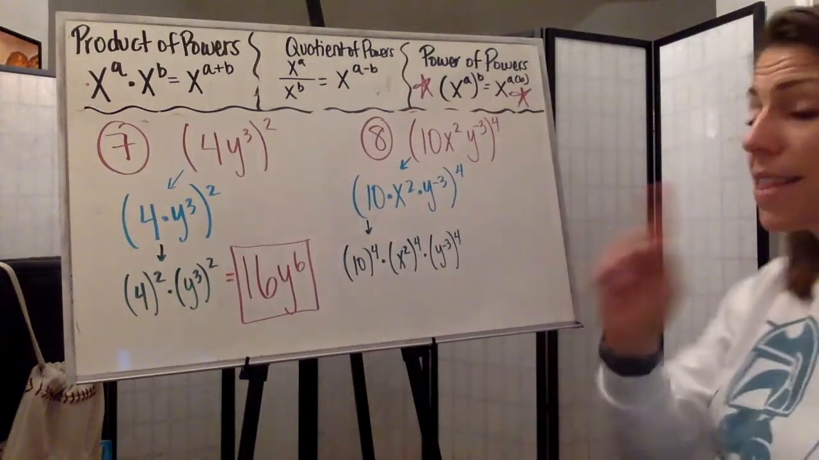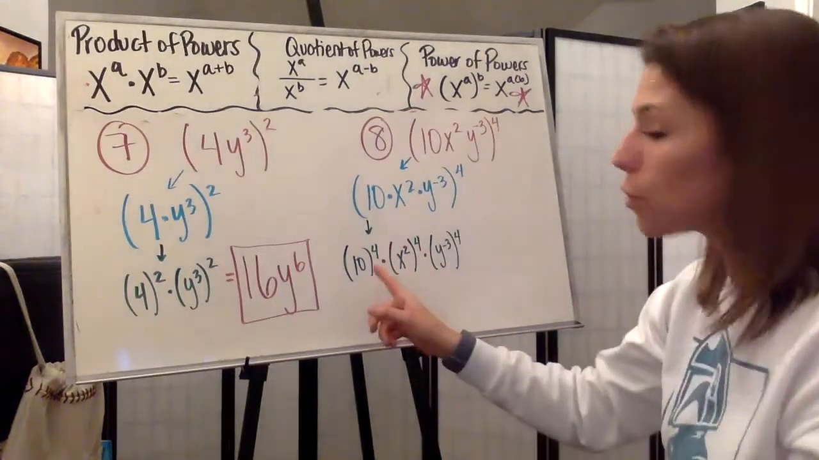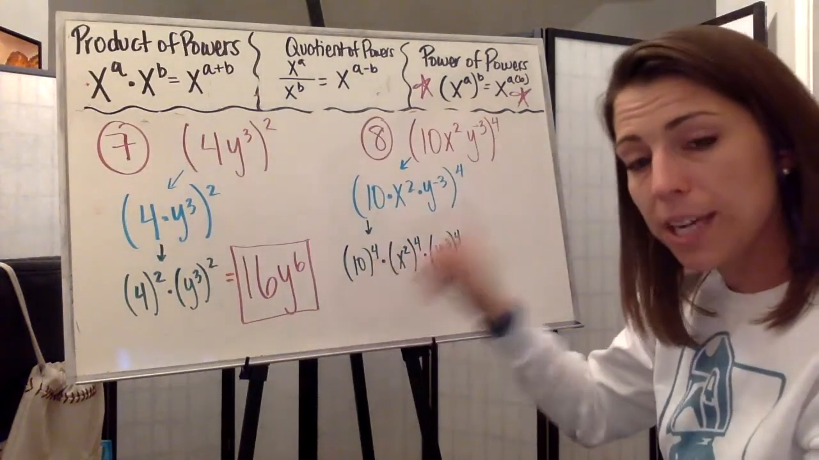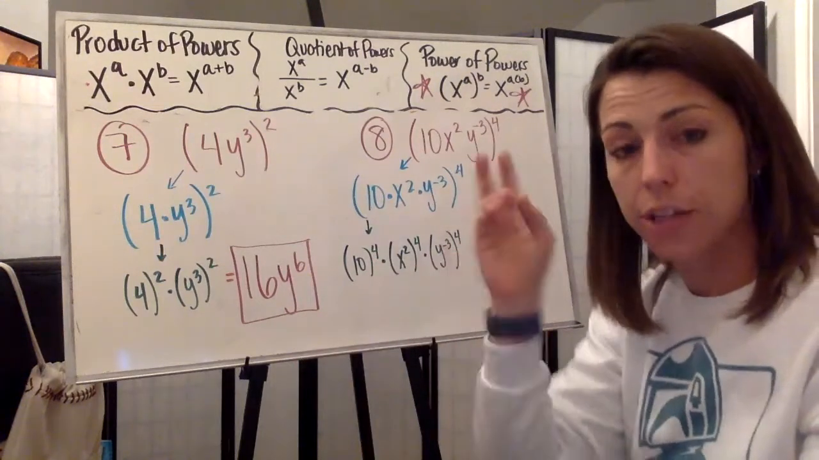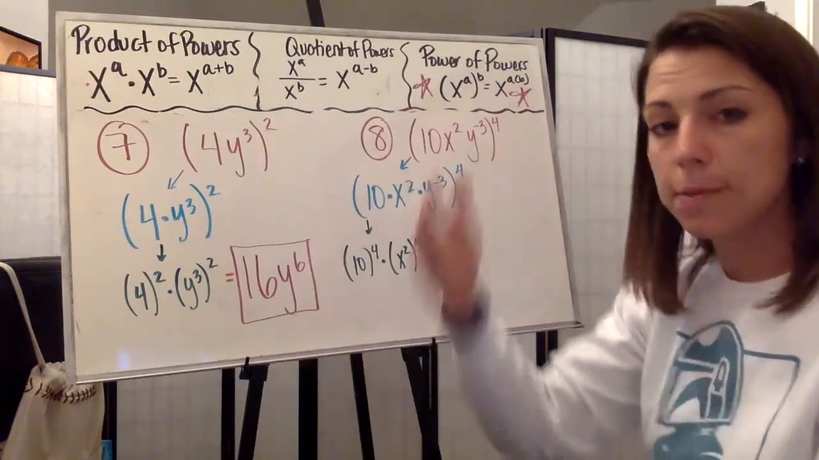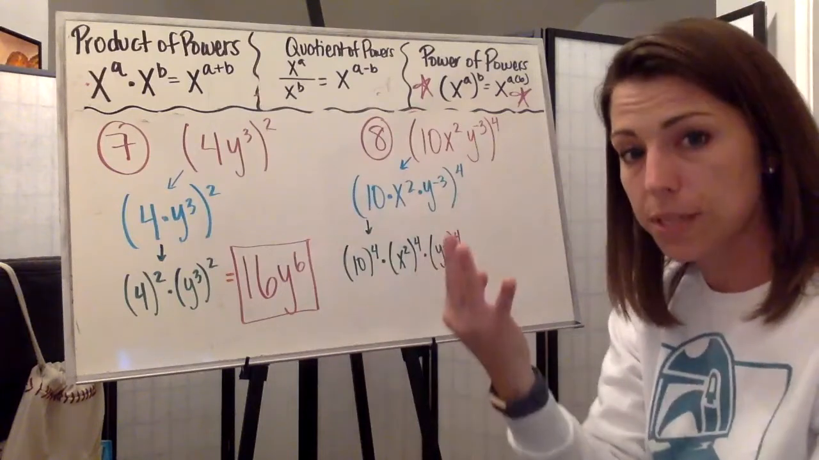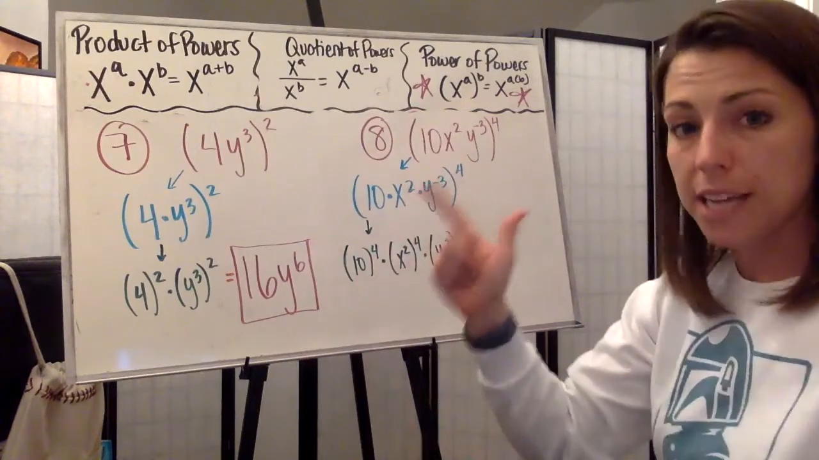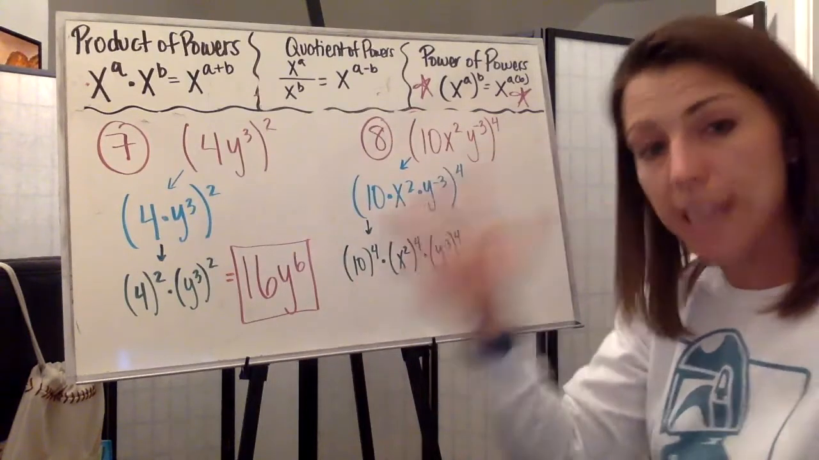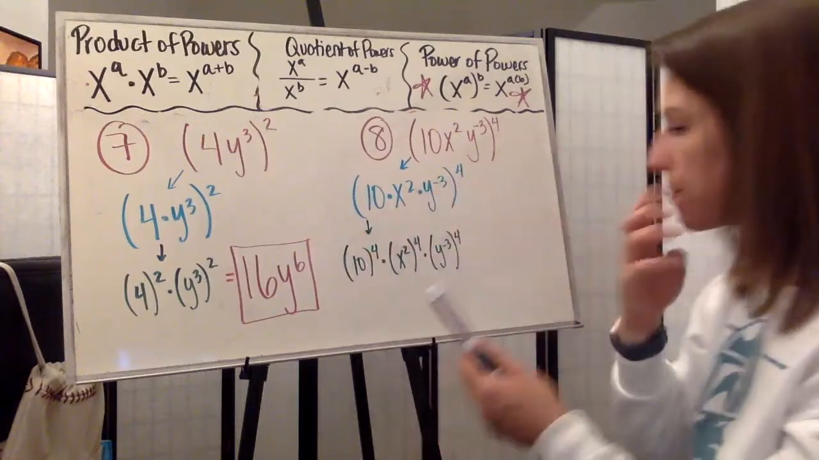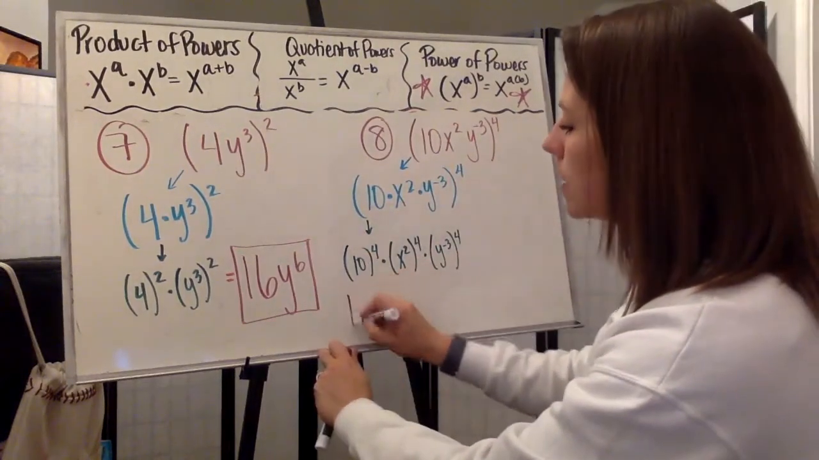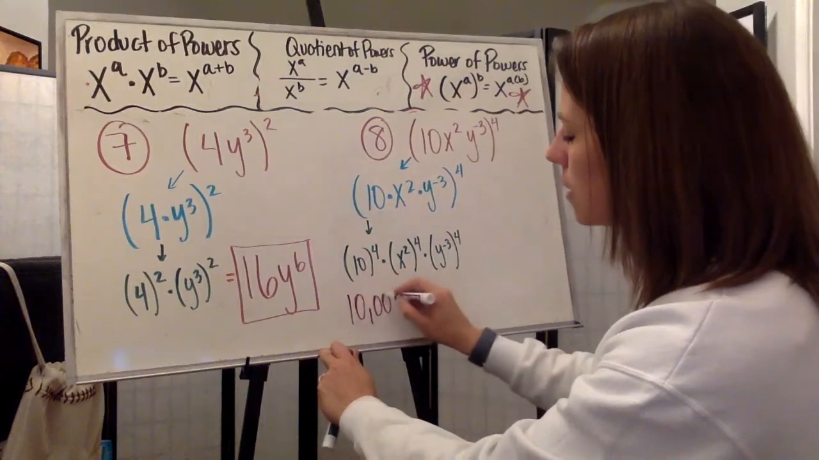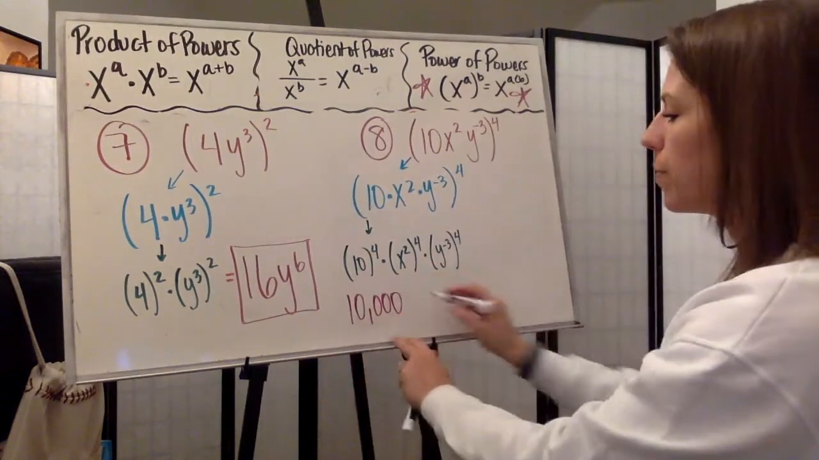Okay, let's do some math. Now here's the cool thing with tens. The rule with tens is that whatever the exponent is, that's how many zeros it's going to have. Like 10 times 10 is 100, 100 has 2 zeros. 10 times 10 times 10 is 1,000, 1,000 has 3 zeros. So 10 times 10 times 10 times 10 is going to be 10,000 because that has 4 zeros. I don't know if you knew that or not, but now you do. So now we have 10,000, 1, 2, 3, 4.